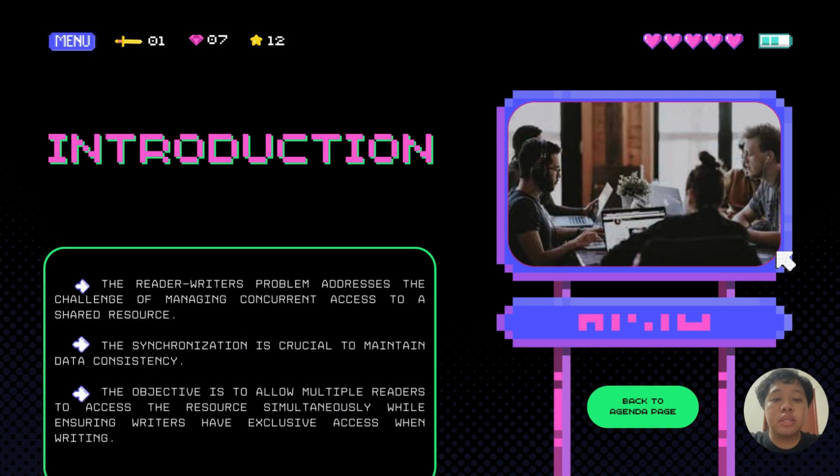For an introduction, as we all know, the reader-writer's problem addresses the challenge of managing concurrent access to a shared file. Because of that, the synchronization mechanism is crucial in order to maintain data consistency and integrity. The objective is to allow multiple readers to access the resources simultaneously while ensuring the writers have exclusive access when writing.